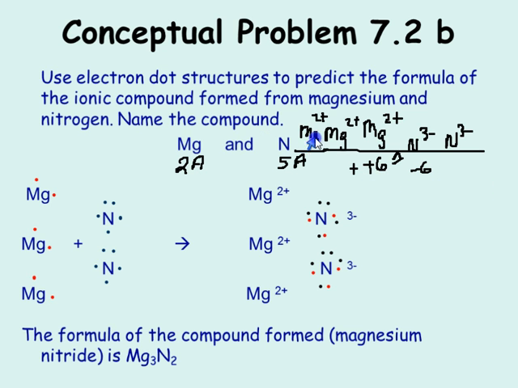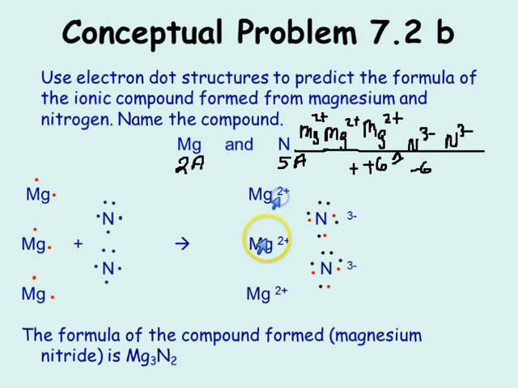Okay, 3 magnesiums, 2, 4, 6, have a +6 charge. And then we have 2 nitrogens. Each nitrogen is a -3 charge. Each nitrogen picked up 3 electrons. And so that would be a -6. +6 and -6 equals 0.